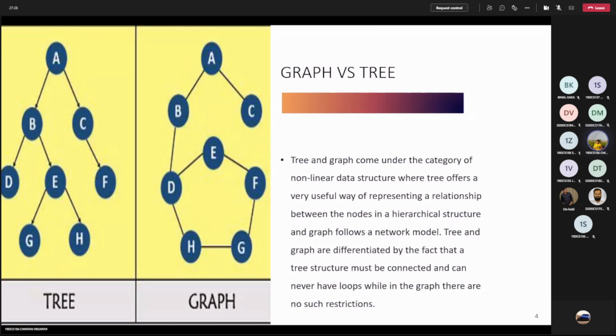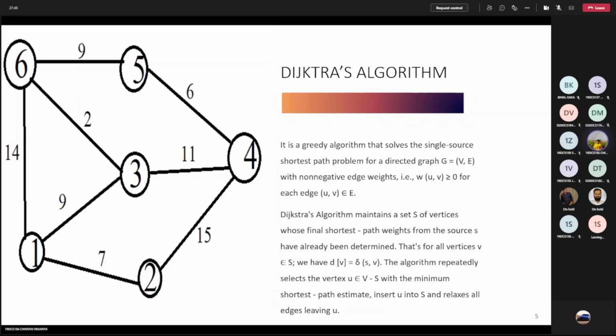The basic difference between the graph and the tree is that the tree does not contain a loop, while the graph contains a loop. Trees and graphs both come under the non-linear data structure category, and both of them have individual applications in the real world. So we will be covering Dijkstra's algorithm today.